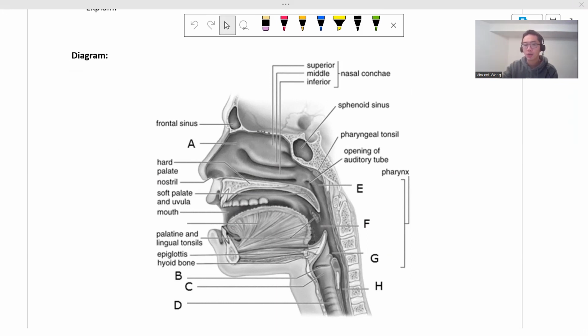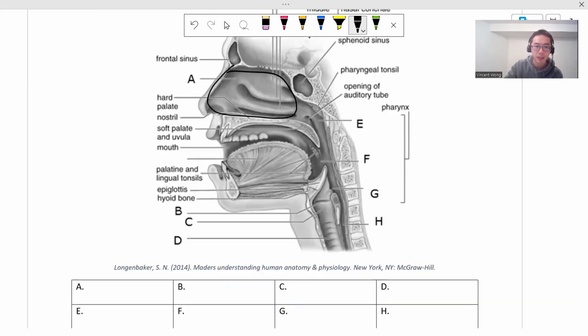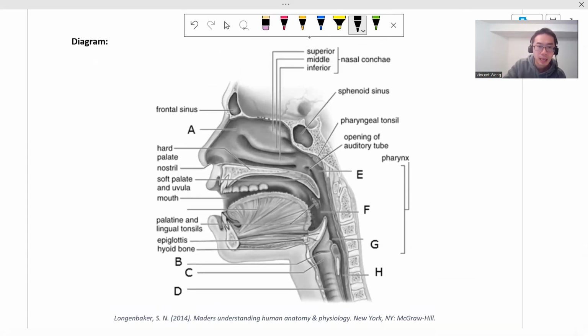All right. So over here, can you guys see my mouse? Okay, yeah, sometimes it's there, sometimes it's not. All right, so this is a mid-sagittal cut. Cut right down the middle, and then you're looking at it from the side. So here, A, right here. I'm just gonna put it up here because I don't want to move up and down. This is the nasal cavity.